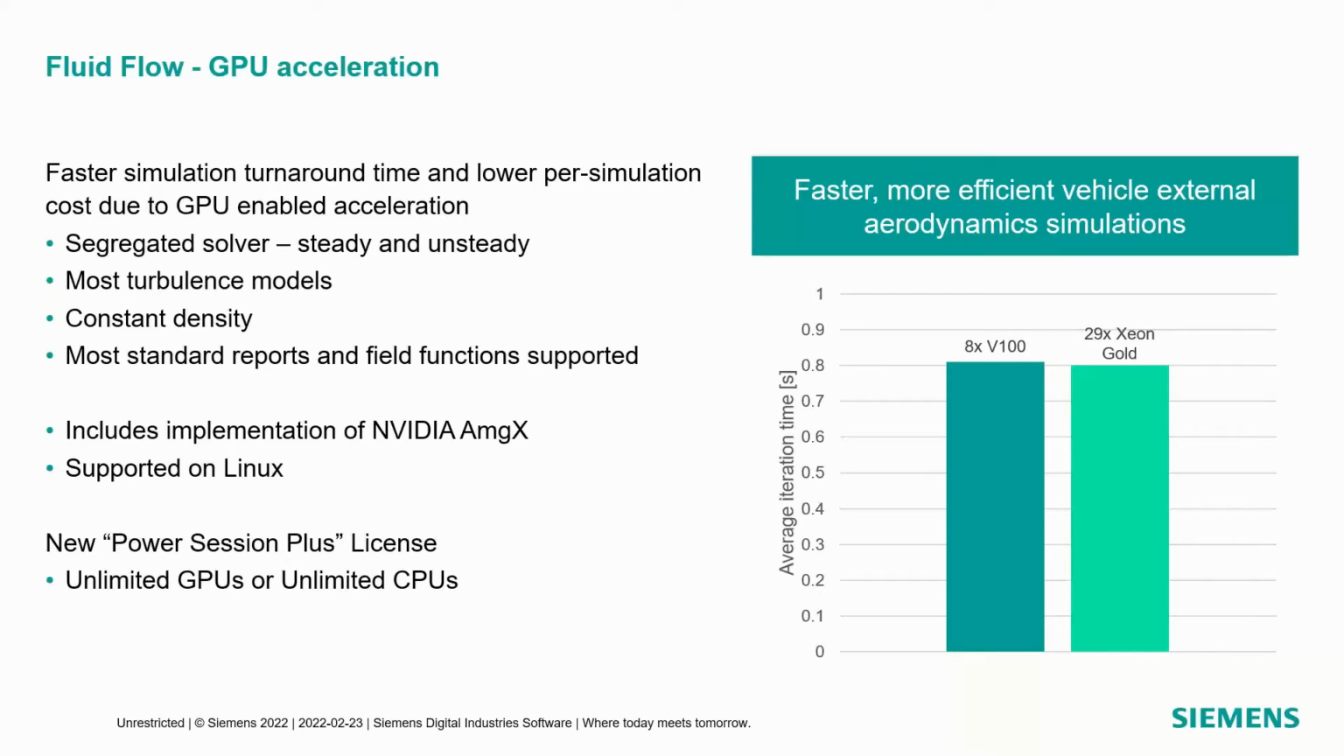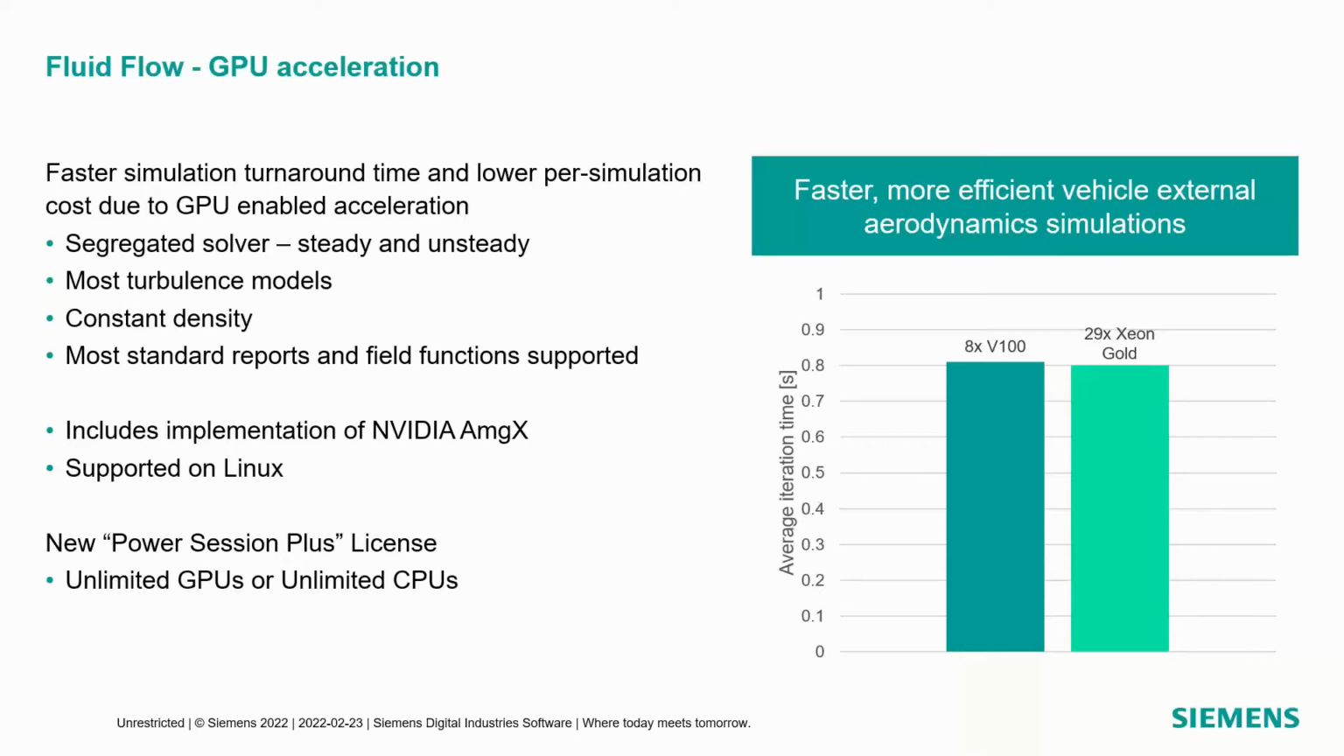Basically, this is a highly user-requested feature, and it enables faster simulations and lower simulation costs. So this is really exciting and something that I know Siemens is focusing on in the future, not just with this initial release. It's valid for the segregated solver with steady and unsteady simulations. It works with most turbulence models. It works with constant density simulations, and we'll touch on that more in a sec, as well as it supports most standard reports and field functions.